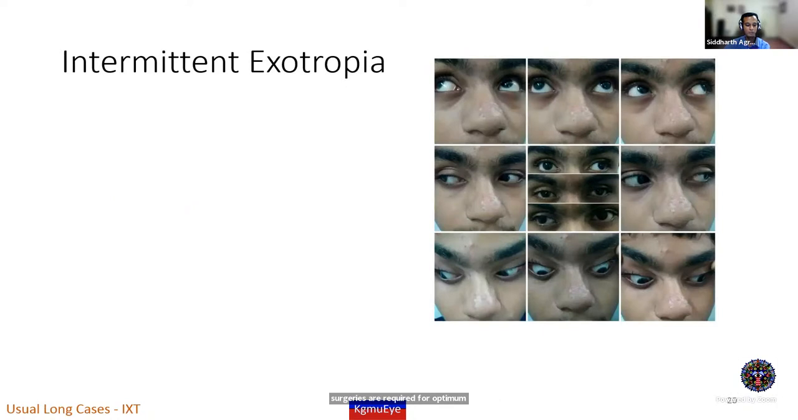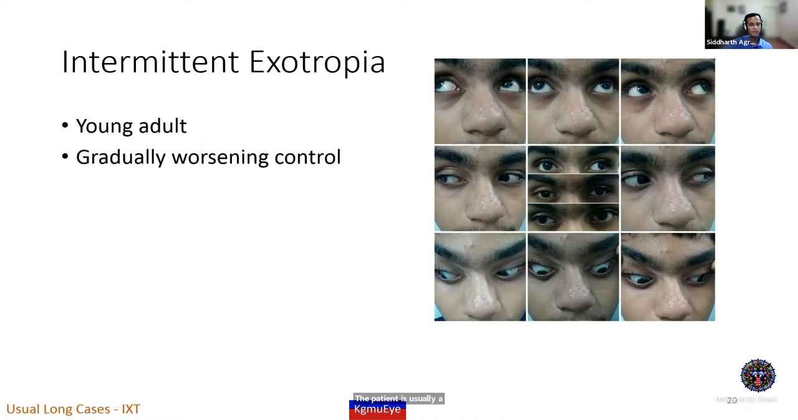Now we come to the second type of deviation that we'll be discussing today. And this is by far the commonest long case that you will get in your exam. The patient is usually a young adult, and you must remember that the history of initially being able to control and now being unable to control is common, although you may get a patient with constant deviation.